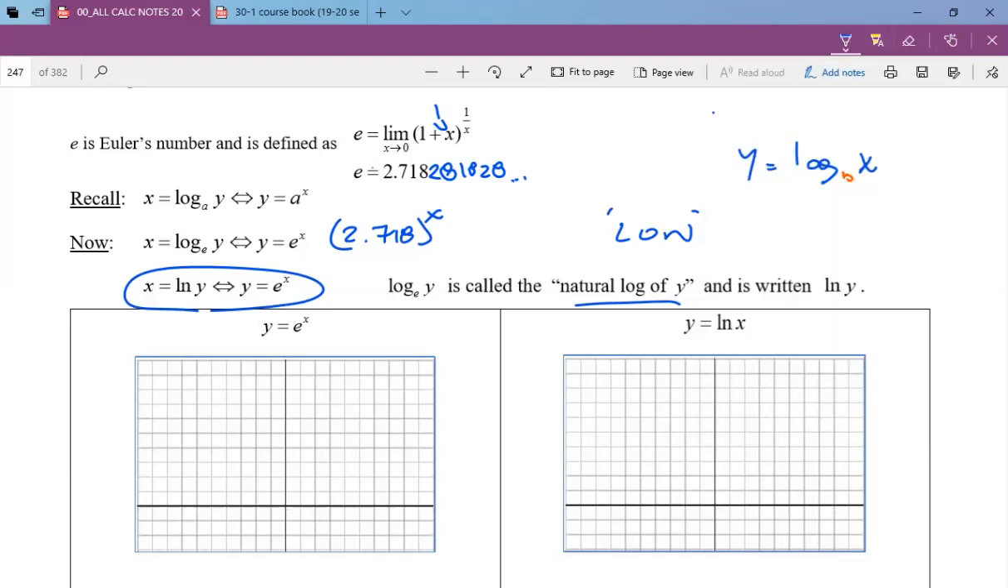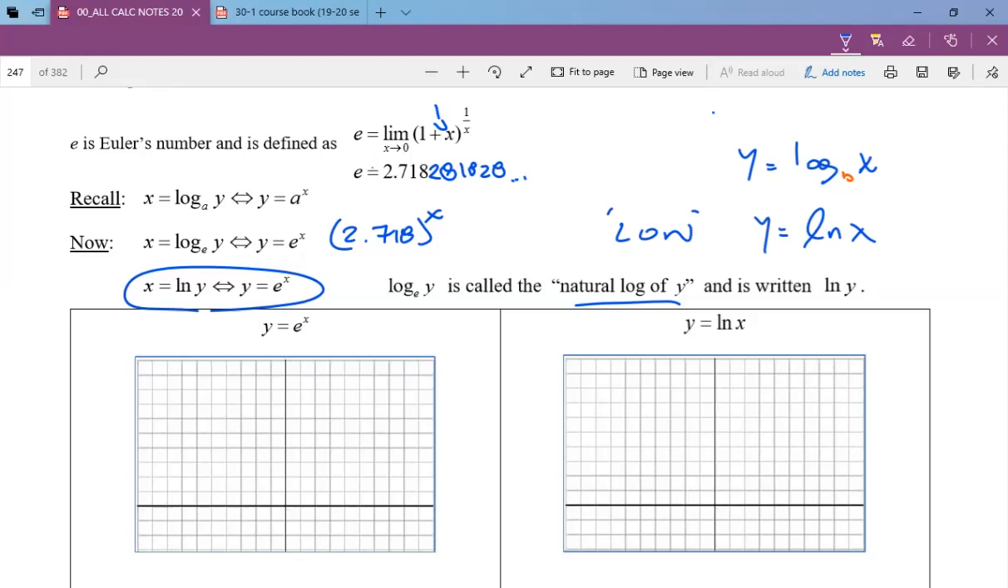But often in 30-1, we wrote a number there. Now in this, we will have y is equal to ln x. Sometimes it's written with a script L, but it's just a number. It's just going to be a logarithm that has a base of 2.718.